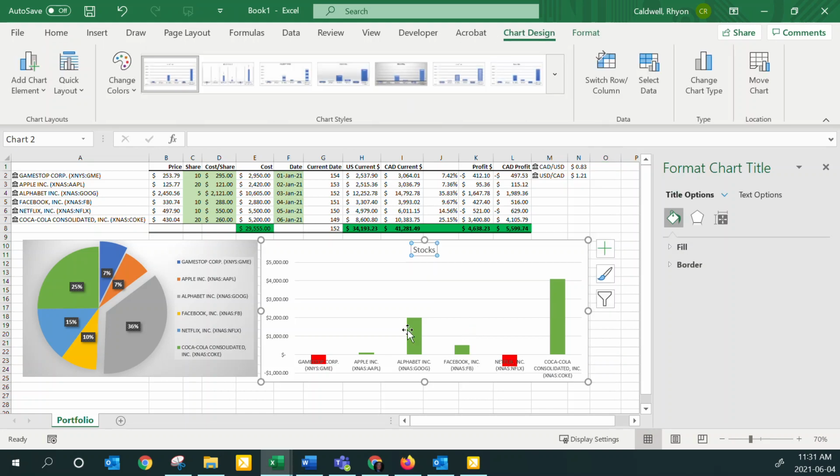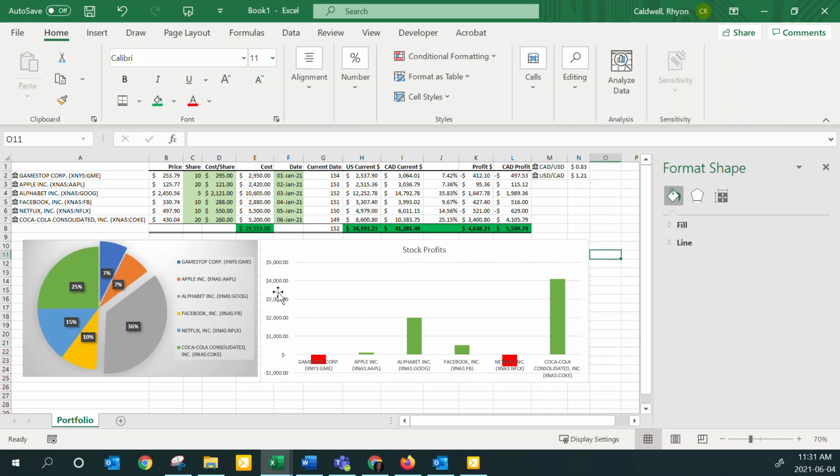All right, so now what I've got is a visualization of my stocks and my overall portfolio, like how my stocks are distributed, how much profit I guess I'm making for each one. So you can see here I might want to call that my stock profits would be a better title to that.